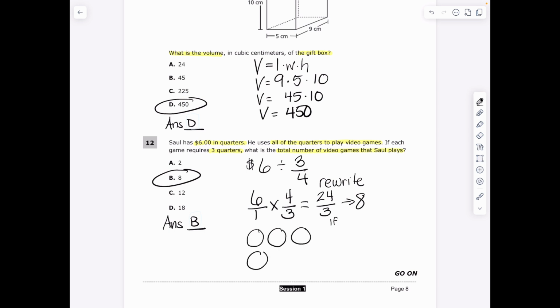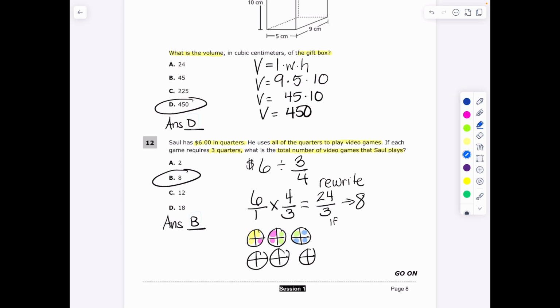Let's make $6. Let's break $6 into quarters. When we do this, you can see each dollar broken up. I can see the 24. So I have 12, 16, 20. That's the 24. That's my 24 quarters. And now all I'm doing is figuring out how many groups of 3. So here's one group of 3. I'm going to change the colors. Here's another group of 3. That's another game he could play. Here's another game he could play. So far 3 games.